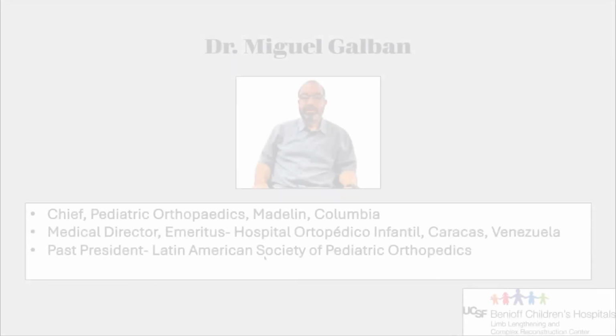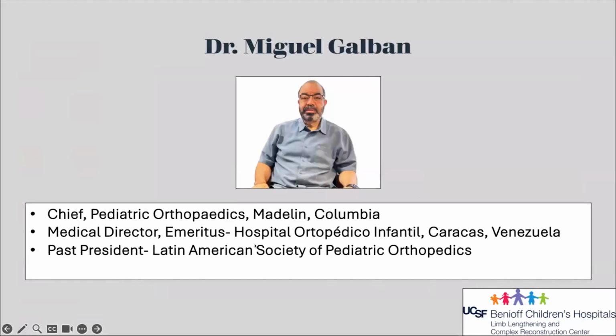So Miguel, as I said, is the chief of pediatric orthopedics in Medellin, Colombia. He was previously the medical director in Venezuela and has been the past president of the Latin American Society of Pediatric Orthopedics. I got to know Miguel a little more closely recently at a conference, and I was impressed with the breadth of knowledge and experience that he has. So Miguel's going to talk about external fixation in children in resource-limited environments, and I think he's going to primarily talk about a certain technique. So Miguel, please take it away.